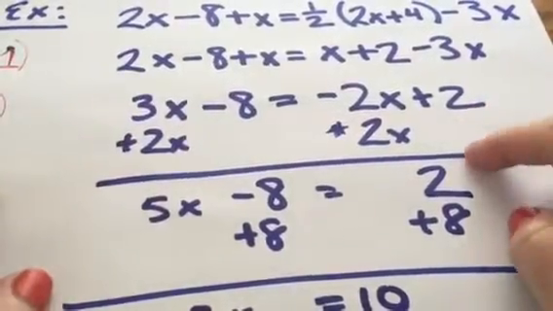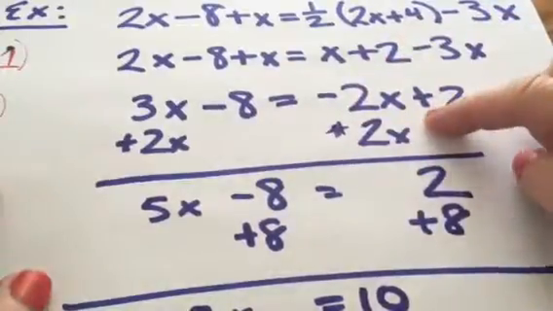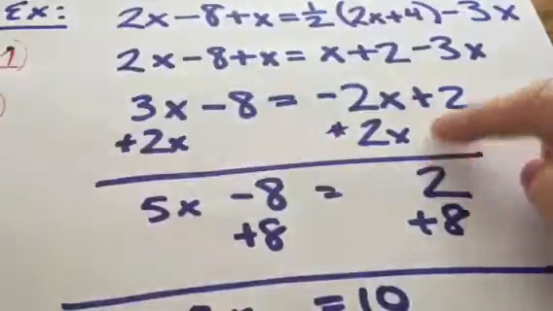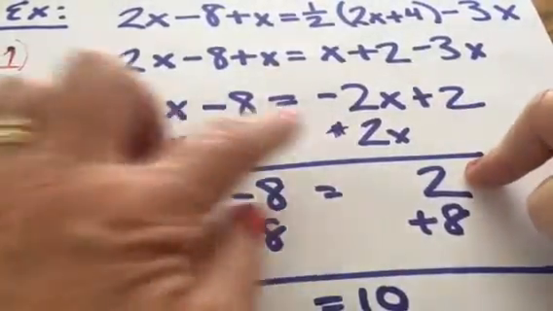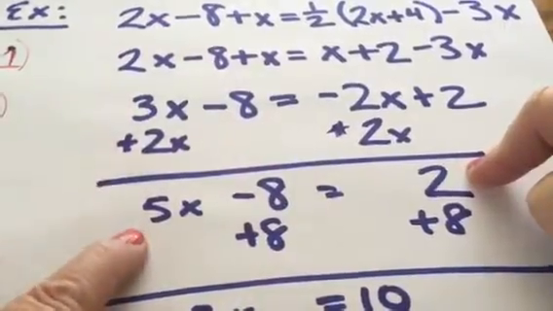Step 3, the thinking step. We want to get all the x's to one side, so we're going to eliminate them over here. Add 2x. That will make the x's go away over here, leaving us just with the 2. But we have to do the same thing to the other side. 3x and 2x is 5x.